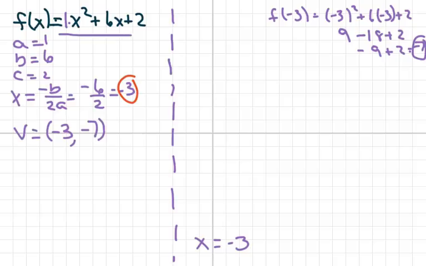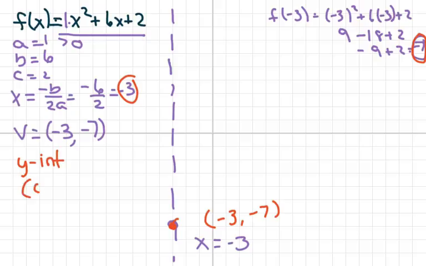This opens up because a is positive. And so we go to negative 3, then negative 7, which is right here. That's the negative 7 part. So this is negative 3 comma negative 7. My y-intercept is 0 comma 2. I'm pulling out my c. It's 0 comma c. So it's right there.